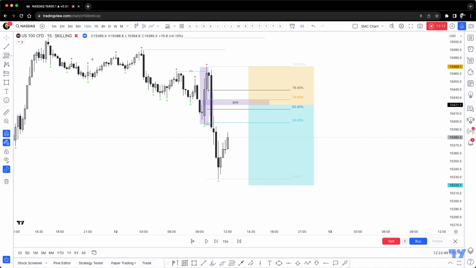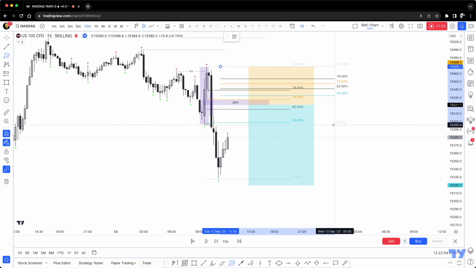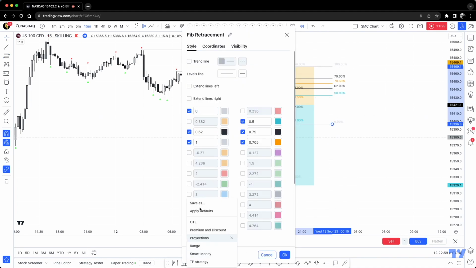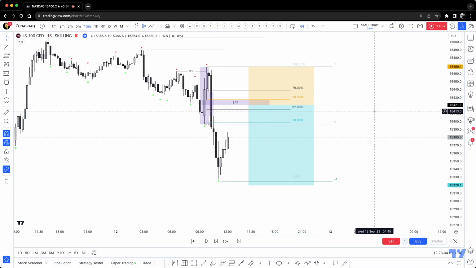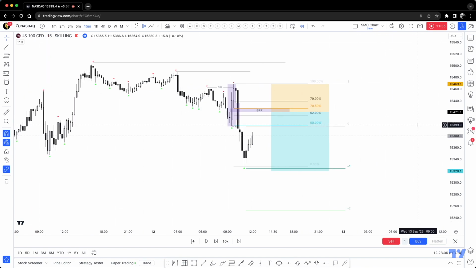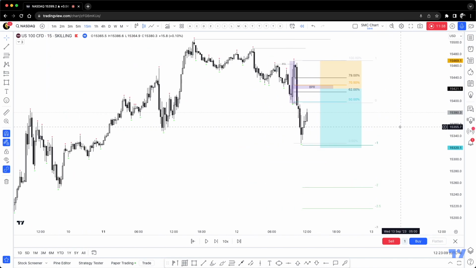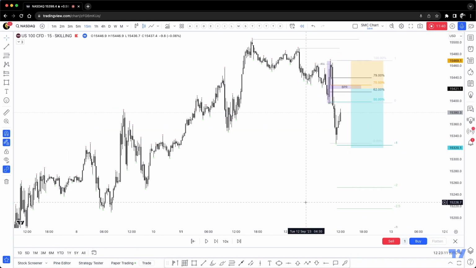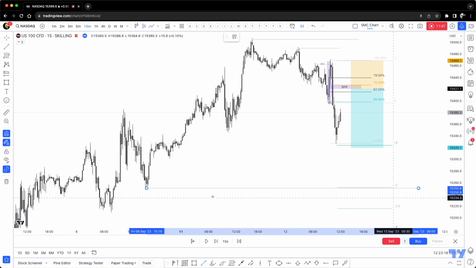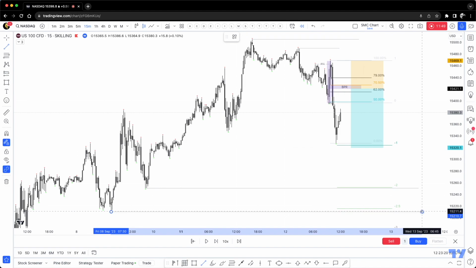So I'm going to be using the fib from the high, which is right there, to this low, okay? Right there. Of course, let me change the settings. Projections, and there we go. So we have this. We would like to aim, let's see if coincidentally it is taking at least some lows. Okay, I like this one. I like this liquidity right here, probably this one as well.